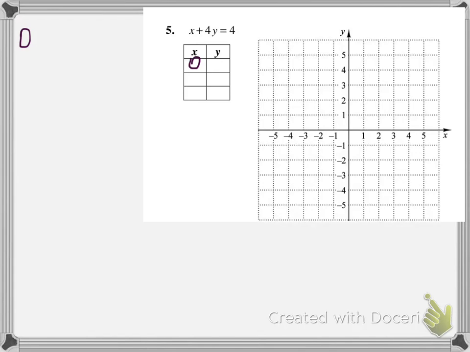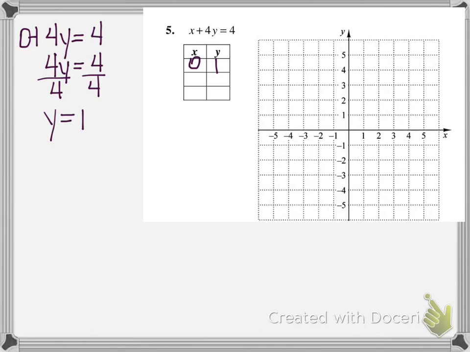So that's going to give me 0 plus 4y equals 4. That's going to give me 4y equals 4. I have to divide by 4, which is a clue for us for the next number, because it looks like I'm going to be dividing by 4. And that's going to give me y equals 1. So when I plug in 0, I get 1. So now let's pick another number.